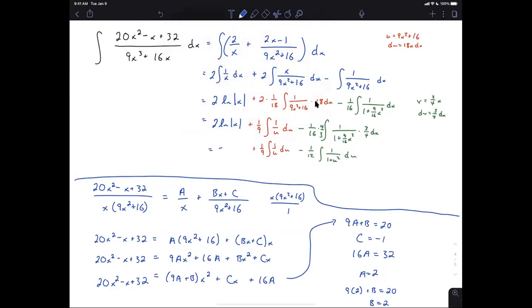And now we'll put the final answer all in blue because that's what we're doing to begin with. And so we got 2 log absolute value of x plus 1/9 log absolute value of u, but u was 9x squared plus 16. And then minus 1/12, I'm sorry, these were v's on this green one. So this should be 1 over 1 plus v squared, and this should be dv. And then this is 1/12 inverse tangent of 3x over 4 plus c.